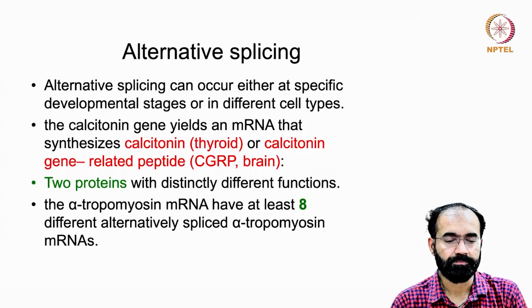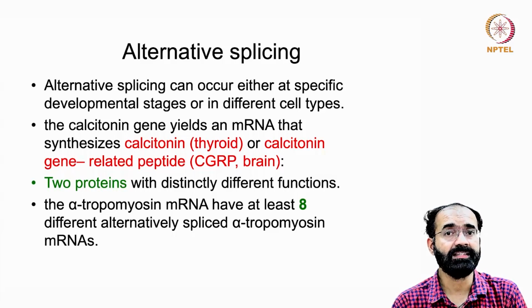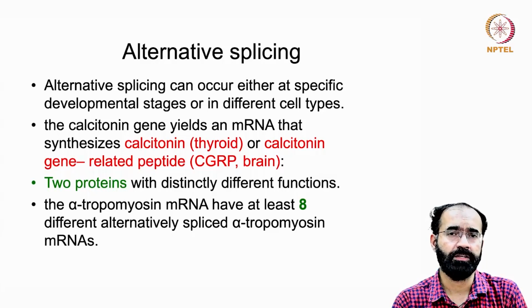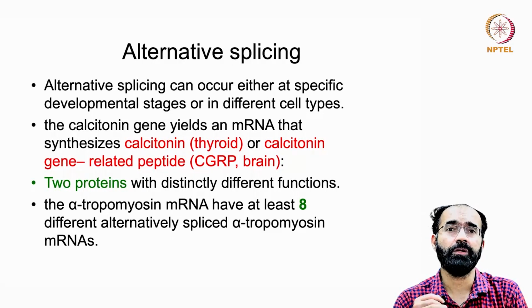Let us see an example. The calcitonin gene yields an mRNA that synthesizes calcitonin, which is in the thyroid gland. The thyroid gland is somewhere here near your neck, and we know thyroxine is an important hormone. If you don't have thyroxine during your childhood, you end up, I think that disease is called cretinism, you will be dwarf and you will not have proper intellectual development. But if you have dwarfism because of growth hormone deficiency, then you will be short but you will be normal. You are intellectually not challenged. But thyroxine is so important.